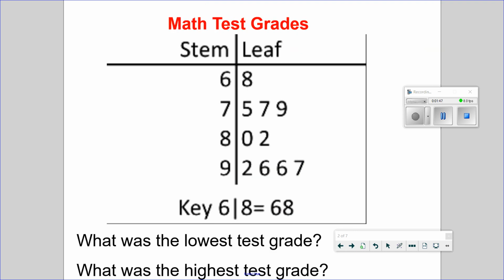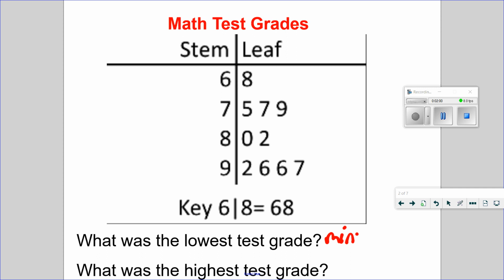So, now that we understand how to read a stem and leaf plot, there are questions you do need to answer now. So let's see. What was the lowest test grade? Another word for that is called minimum. Minimum is the lowest test grade. What is the minimum or lowest test grade? 68.